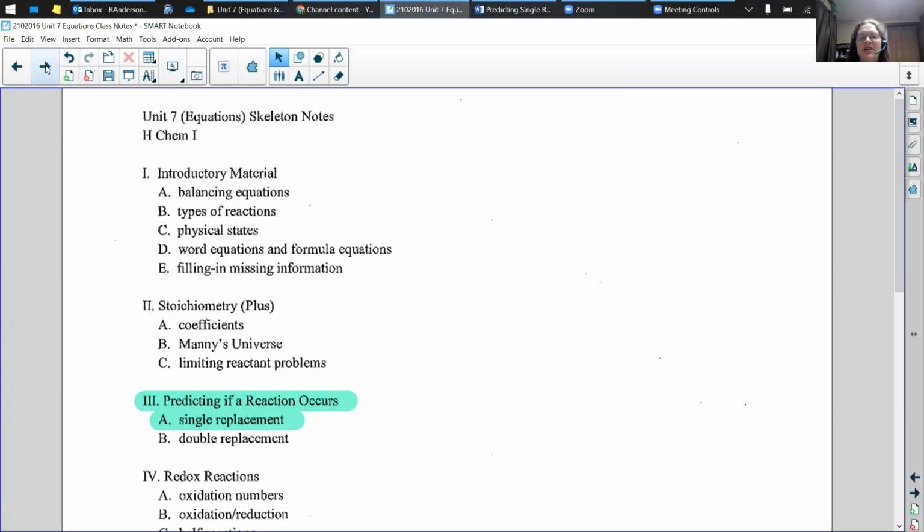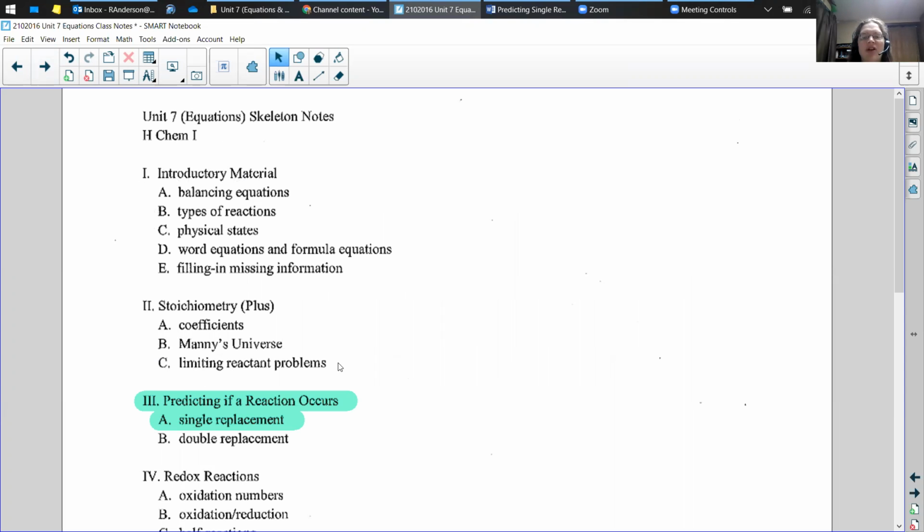To give you some context on where we are in the midst of Honors Chem 1, we have already done introductory materials. We've taught you how to balance equations, identify types of reactions and assign physical states, and we've moved on and done some stoichiometry with Manny's universe and limiting reactant problems. You're in the midst of practicing limiting reactant problems right now.